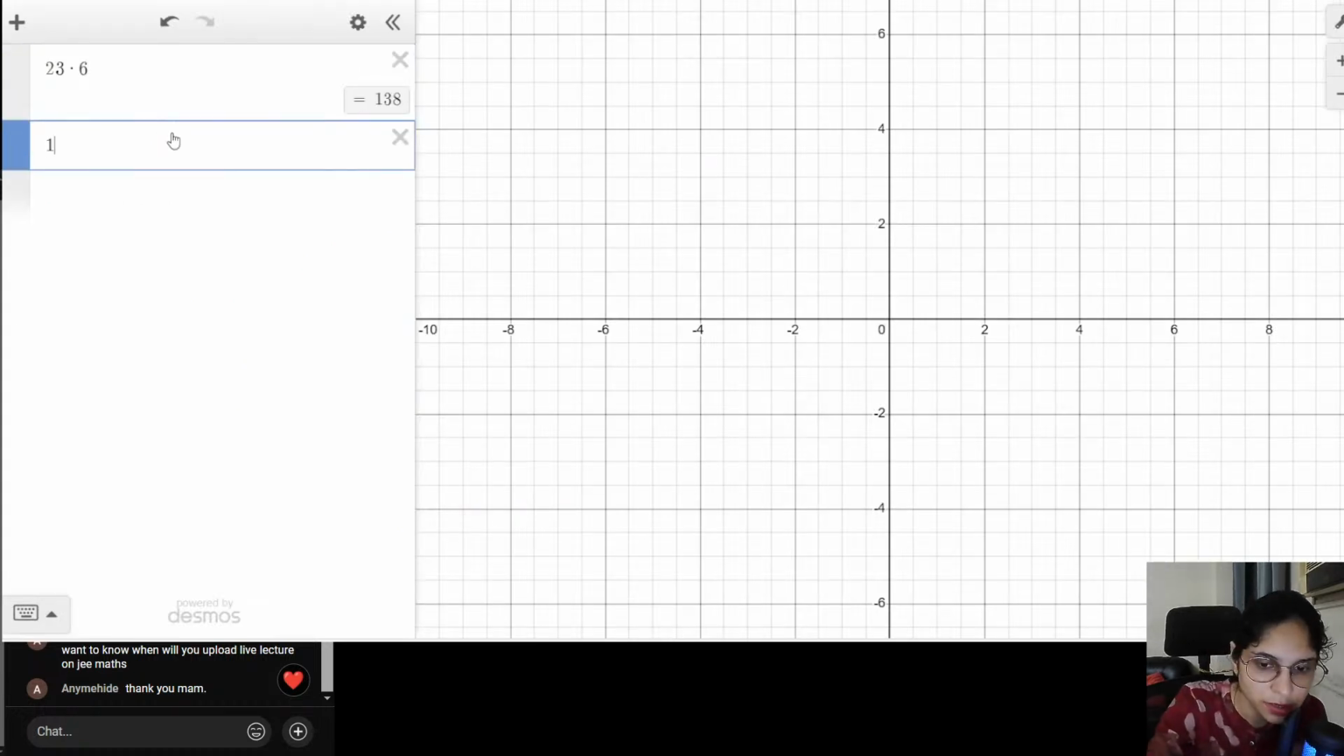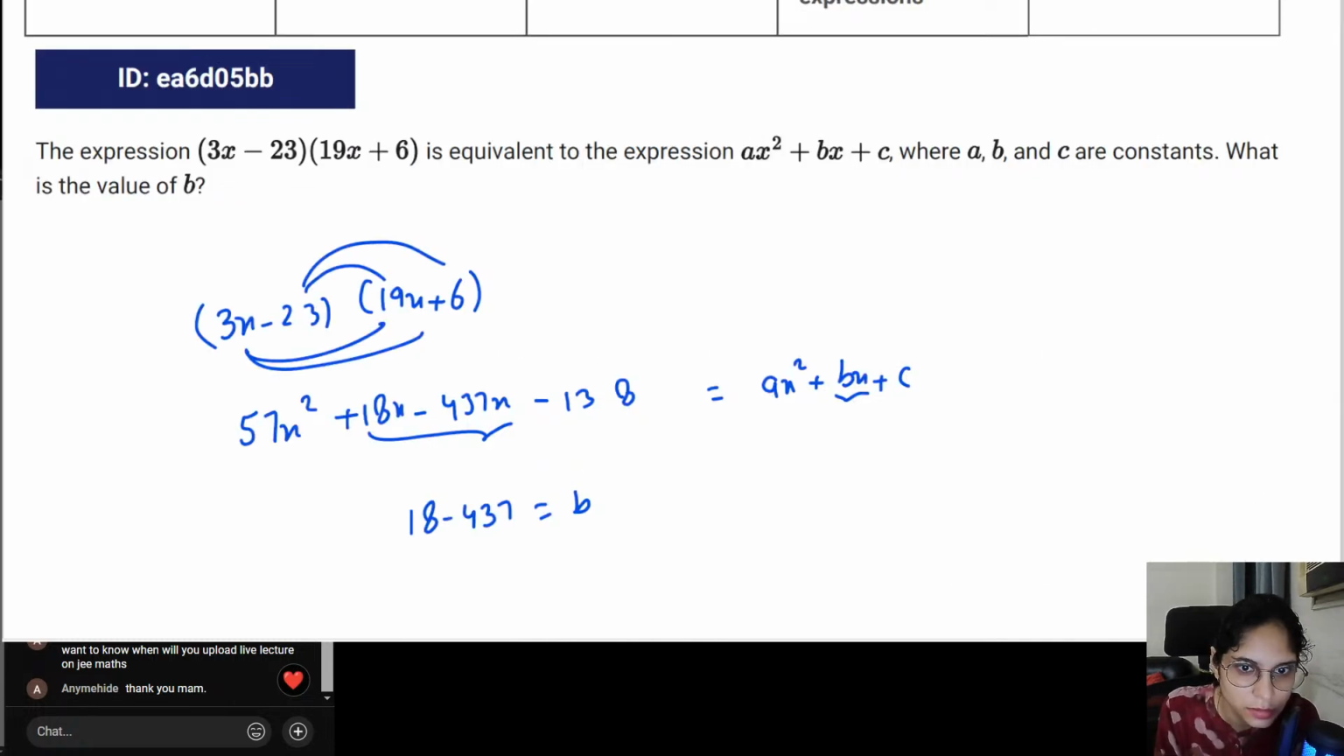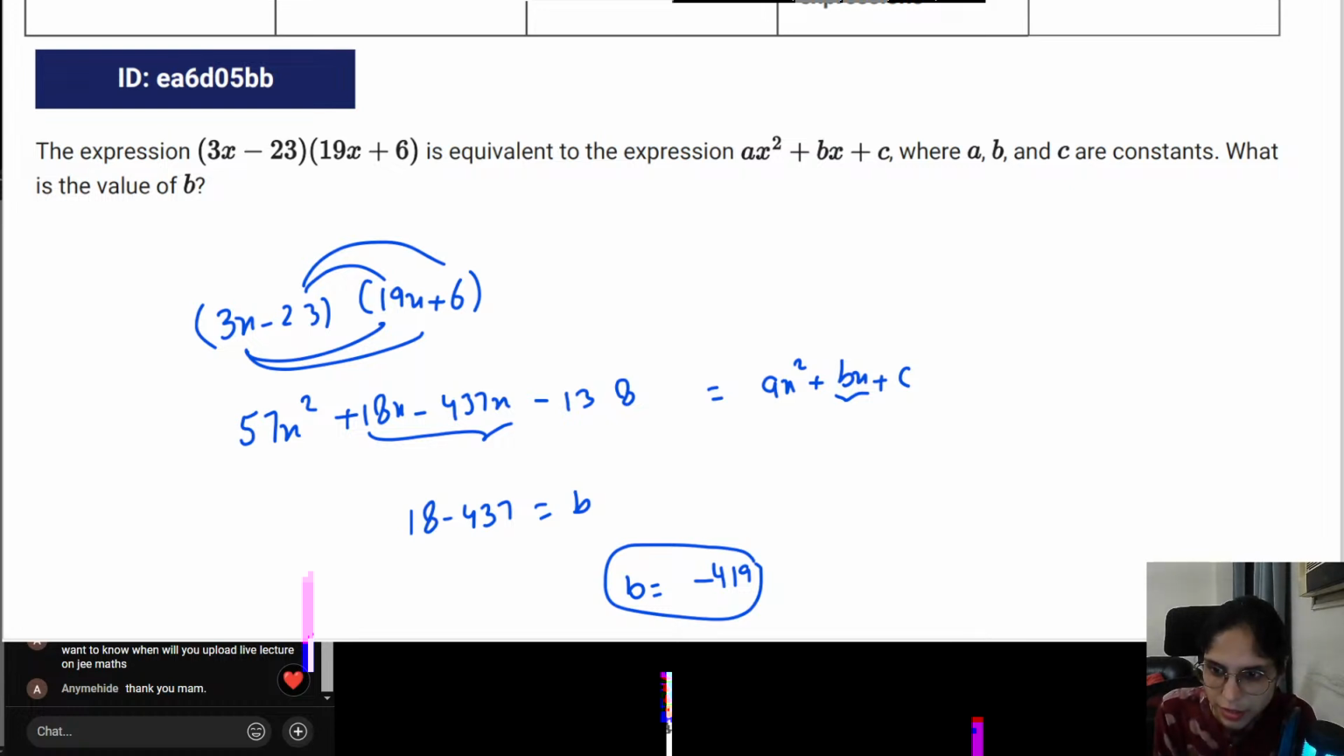Again you go to decimals. 18, 437, negative 419. That's my answer. So yeah, just the calculations are a little difficult, but you just have to distribute it using FOIL or distributive property, whatever you want to call it. Question number 20.